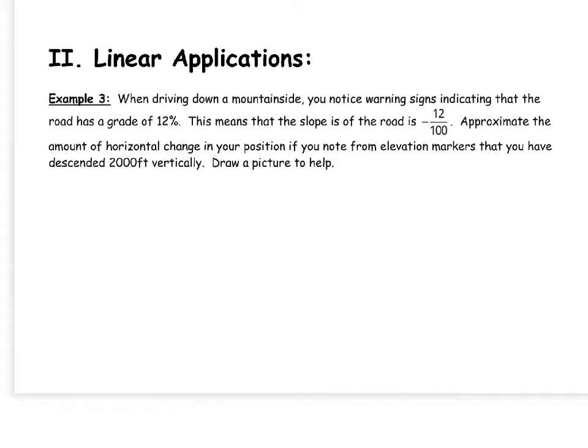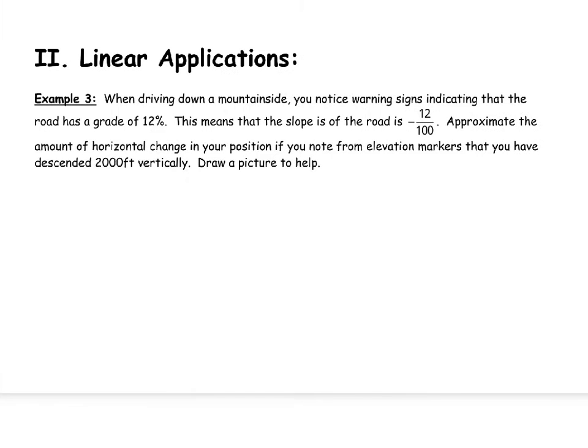So example 3 says, when driving down a mountainside, you notice warning signs indicating that the road has a grade of 12%. This means that the slope of the road is -12 over 100. Approximate the amount of horizontal change in your position if you note from elevation markers that you have descended 2,000 feet vertically. Draw a picture to help. So I'll start by drawing a picture to give you some better idea, and then I'd ask that you finish the problem on your own.